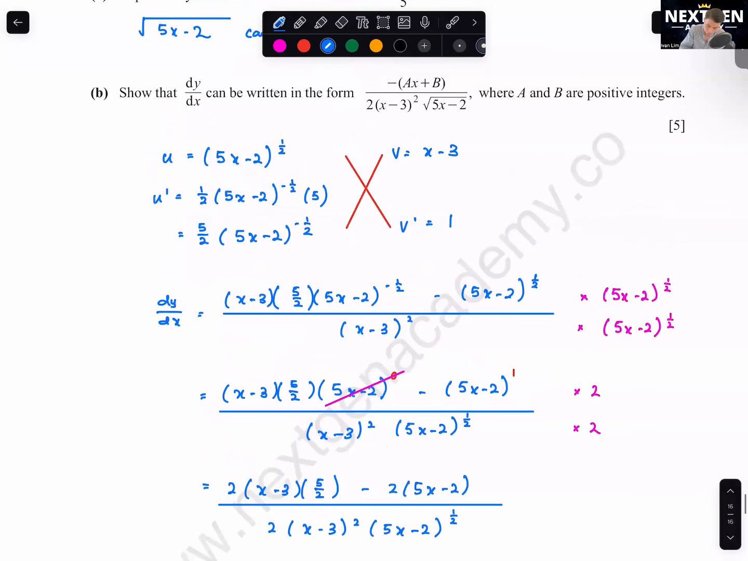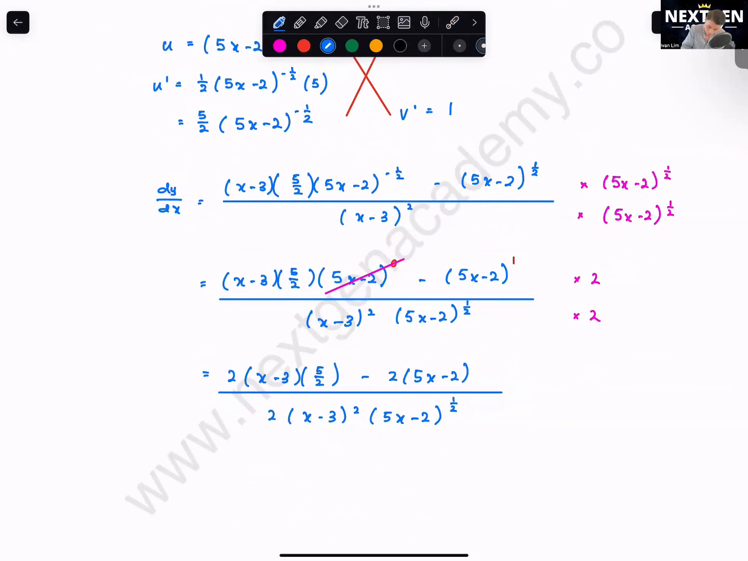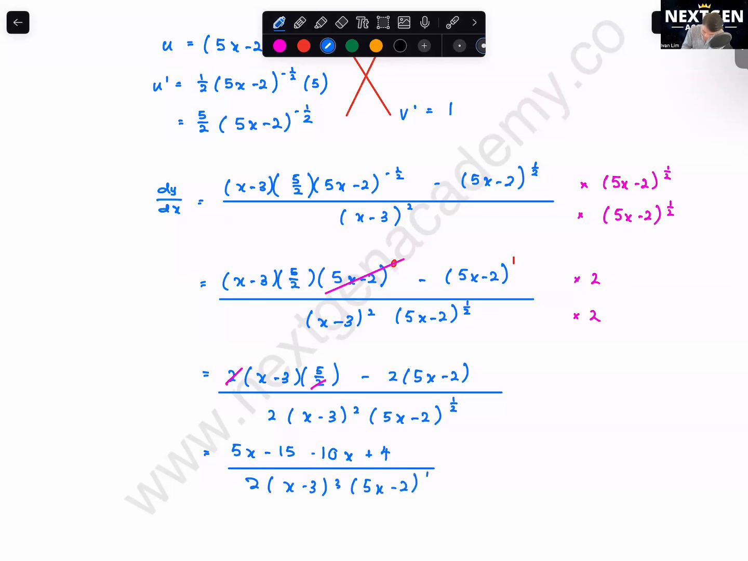Because they want you, then you see here, they also want you to factorize out a negative. So this part here, 2 and 2 will cancel off. Here you get 5x minus 15 minus 10x plus 4. Minus or plus? Minus, plus 4, right? Yeah, plus 4, over 2 bracket (x minus 3) squared, (5x minus 2) to the power 1 over 2.